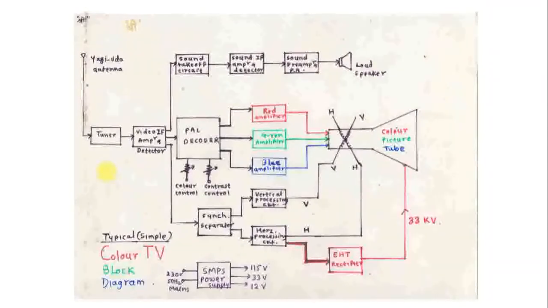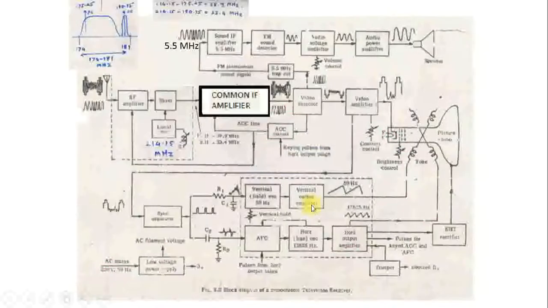The signal is coming from Yagi-Uda antenna, and that signal is given to the tuner input. Very first block. If you compare the black and white television also, from Yagi-Uda antenna, the signal goes to the tuner first, then common AF amplifier and video detector, and from that 3 signals are taken. One goes to sound section, another goes to video amplifier section, and third goes to sync separator, that is H sync, V sync, H oscillator, V oscillator, H coil, V coil.